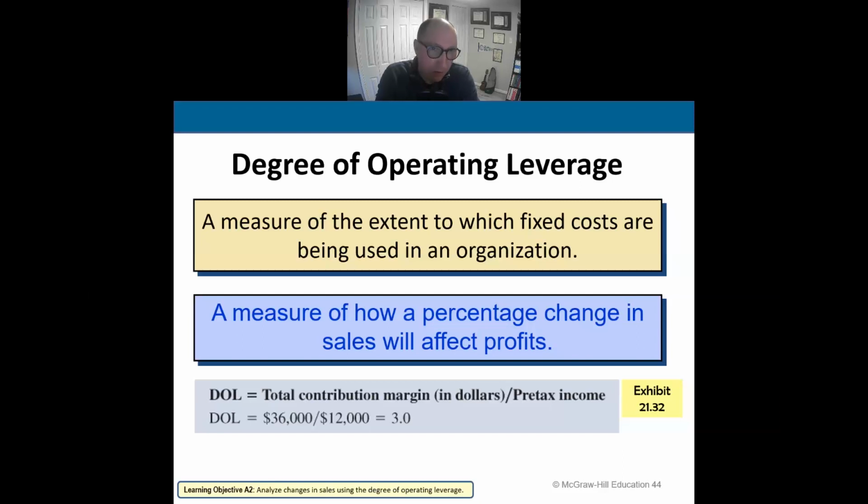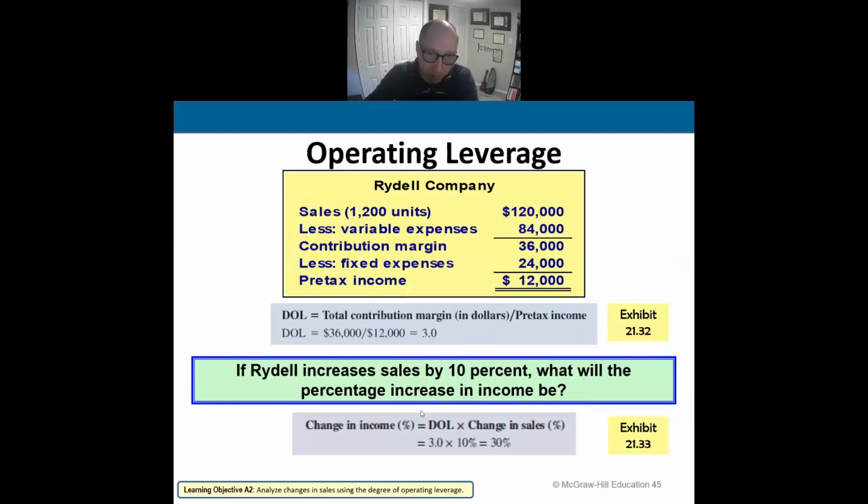For the degree of leverage, we take total contribution margin, in terms of dollars, and we divide that by our pre-tax income, or income before taxes. In this case, our degree of leverage is 3, which is pretty good. Anything above 1 is good.